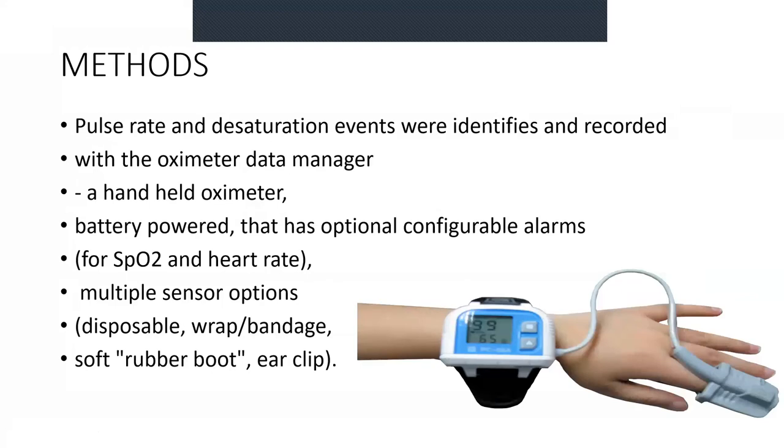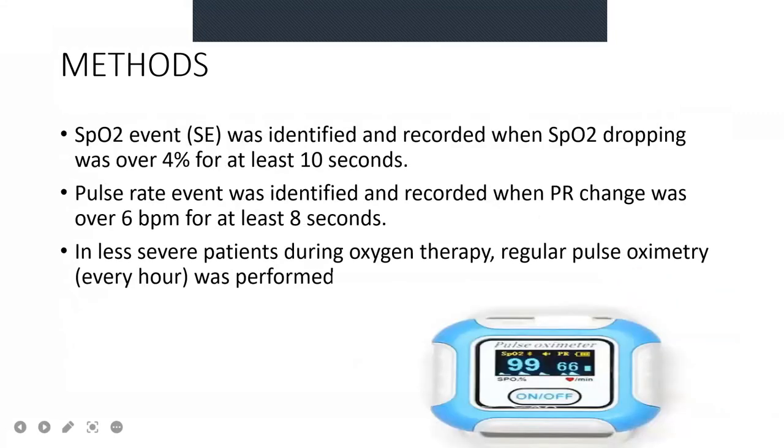Pulse rate and desaturation events were identified and recorded with the oximeter data manager. Desaturation events were identified and recorded when saturation dropping was over 4% for at least 10 seconds. Pulse rate events were identified and recorded when pulse rate change was over 6 beats per minute for at least 8 seconds. In less severe patients during oxygen therapy, regular pulse oximetry every hour was performed.